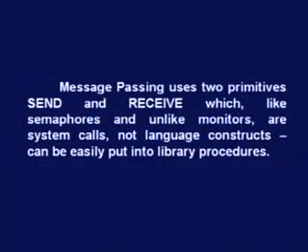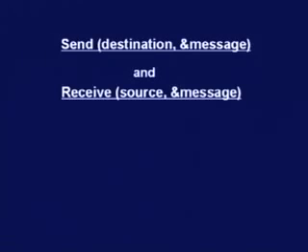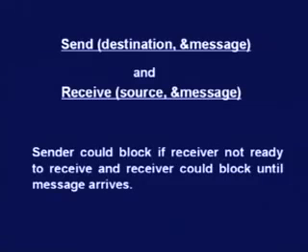Message passing uses two primitives, send and receive, which, like semaphores but unlike monitors, are system calls. They are not language constructs and can easily be put into library procedures. The send and the receive are parameterized. The send has a destination parameter and a message parameter. Similarly, the receive has a source parameter and a message parameter. So the sender is sending a message to a destination, and the receiver is receiving a message from a source.